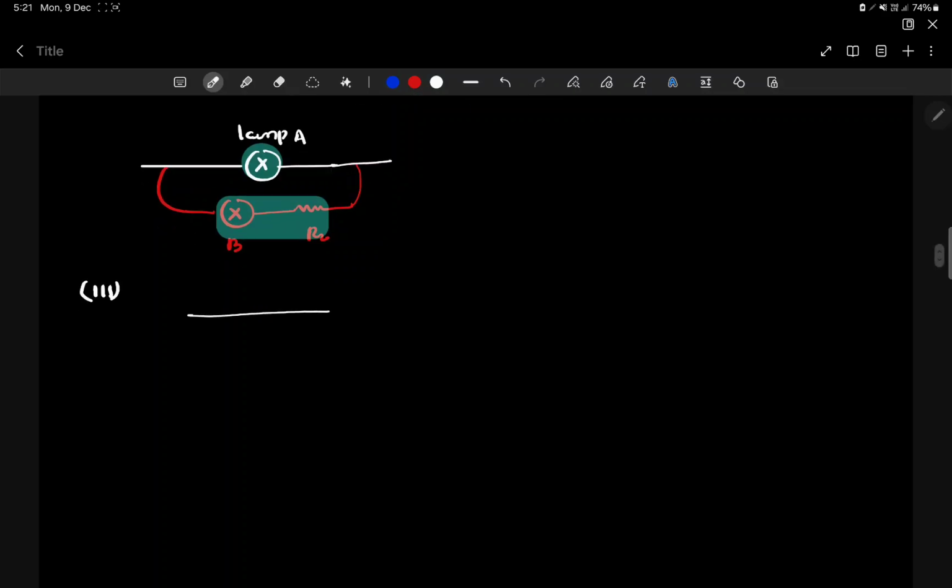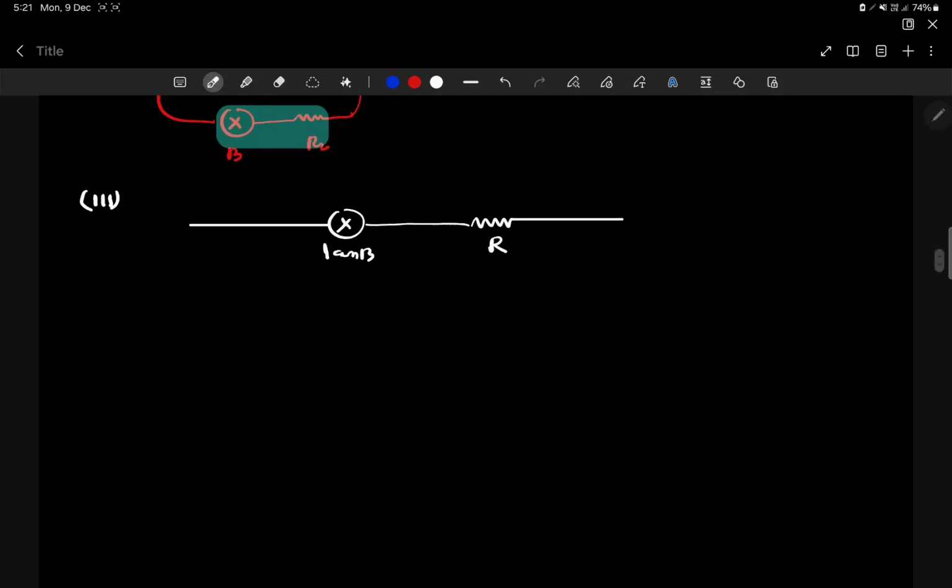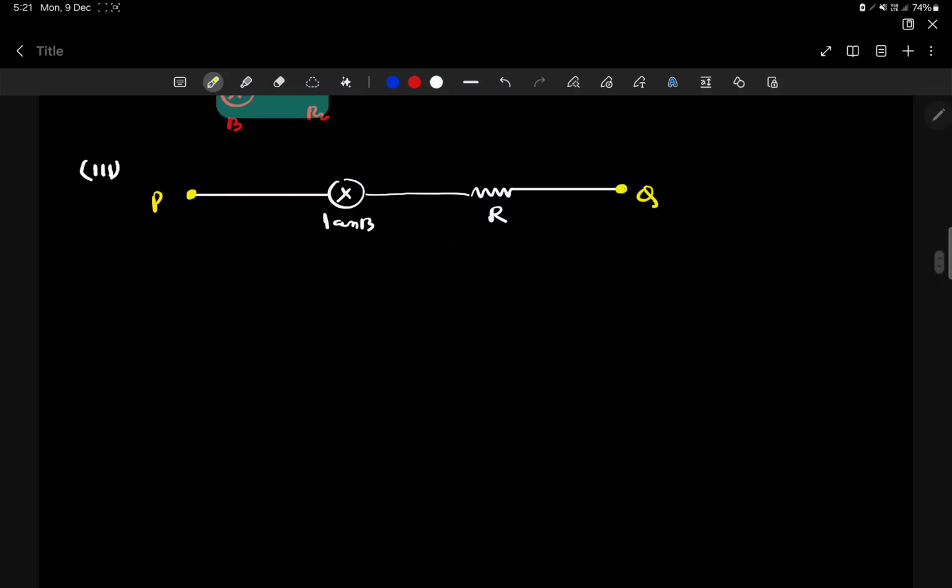So in the diagram, it is mentioned as lamp B and this is your resistor, that is your R2. And we have discussed these 2 points are P and Q. Let these 2 points be P and Q. Across this P and Q, the total potential difference is 12 volt.